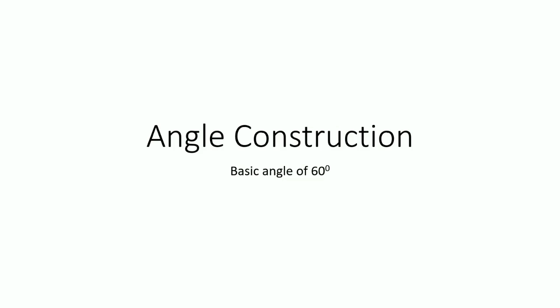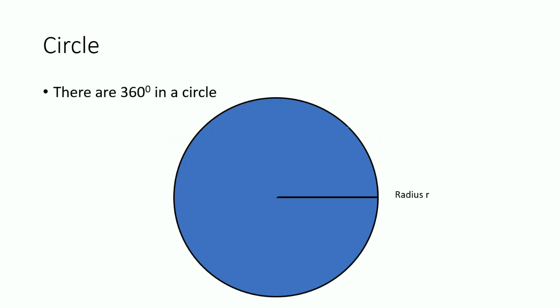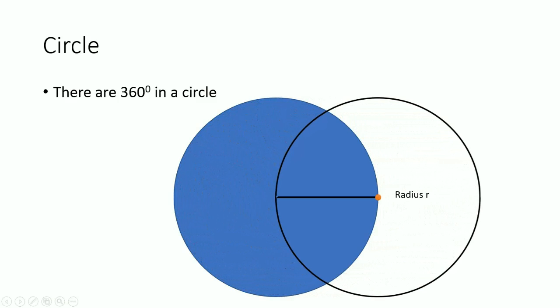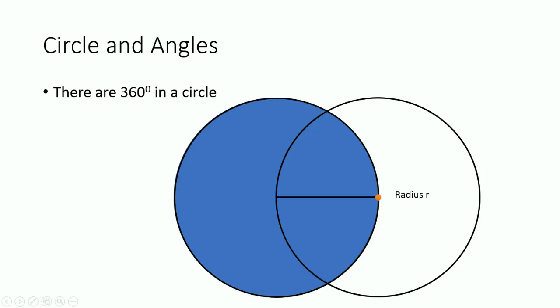Angle construction, constructing a basic angle of 60 degrees. Let's consider a circle of radius r. Now in a circle there are 360 degrees. So if I was to choose a point on the circumference of the circle where my radius is and use that point as the center of a second circle of radius r, both my circles will now have radius r. So we have two equal circles.